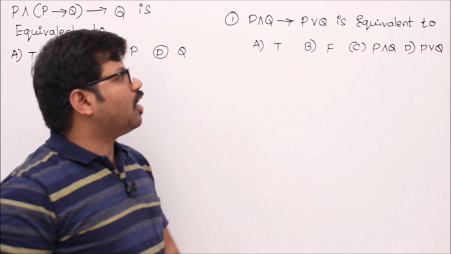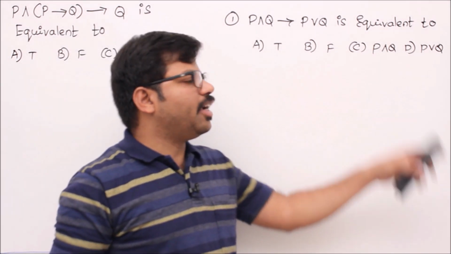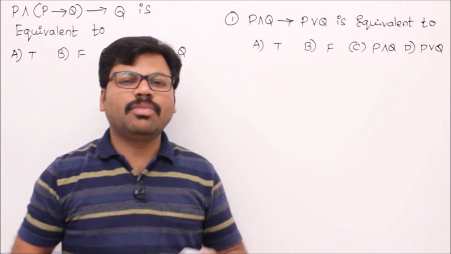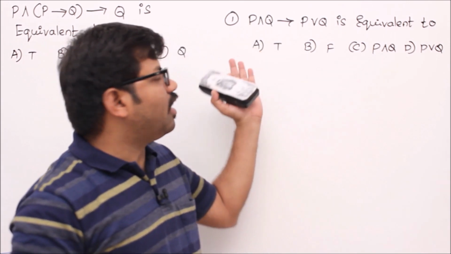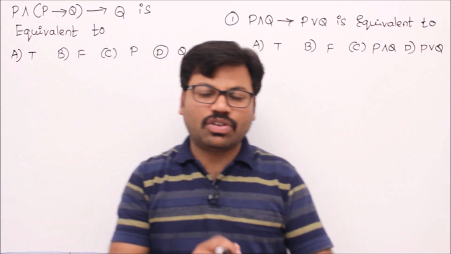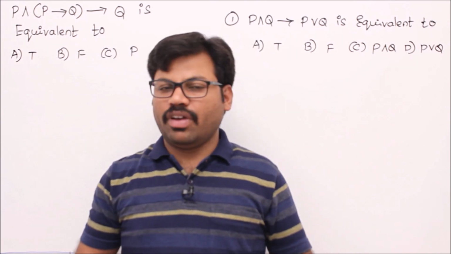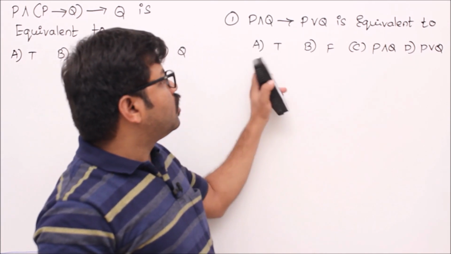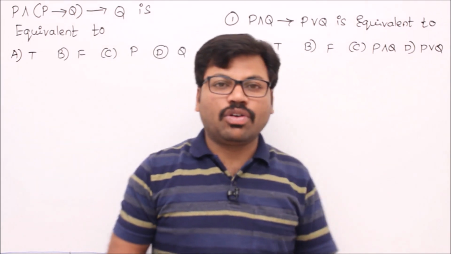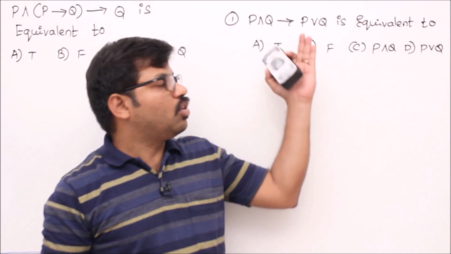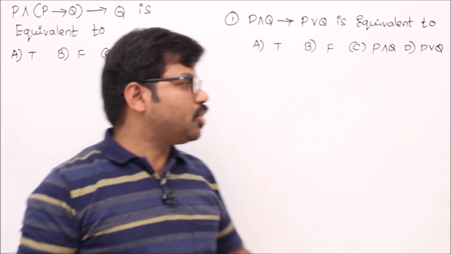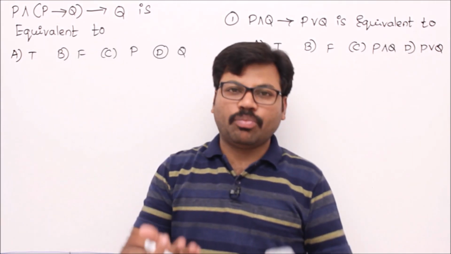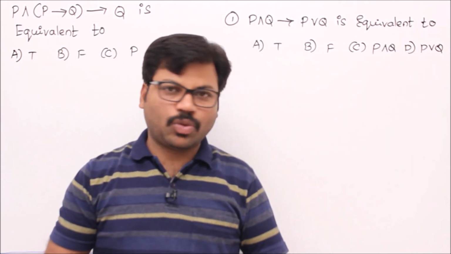P and Q implies P or Q is equivalent to: true, false, P and Q, P or Q. So we can use multiple techniques. One technique is to substitute P value true and P value false. Whenever P is true, substitute P true in the options also and match the truth value of the problem. Second, take P false and again substitute in the options and try to match the appropriate one. That's one idea.